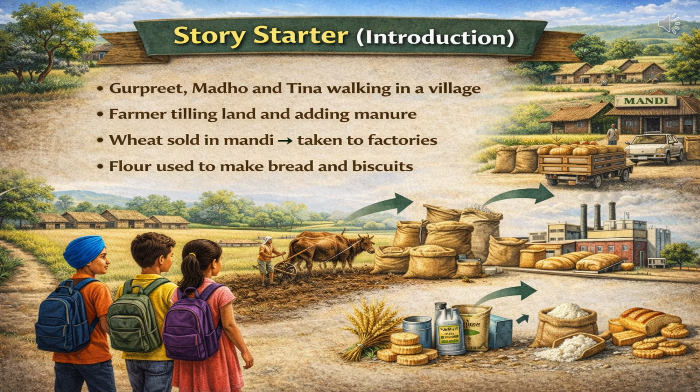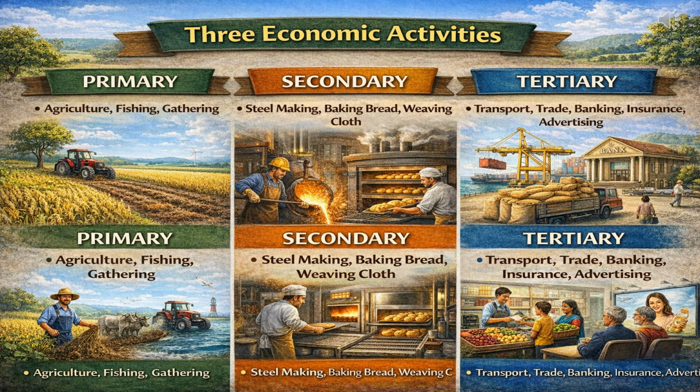Now let's understand those activities properly. All the work people do to earn money is called economic activity. There are 3 types. Primary activities. These include things taken directly from nature like agriculture, fishing, gathering. Secondary activities. These are factory-based activities like steel making, baking bread, weaving cloth. Tertiary activities. These are service activities like transport, trade, banking, insurance, advertising. Now think again about wheat to bread. It clearly shows how all 3 activities are connected.